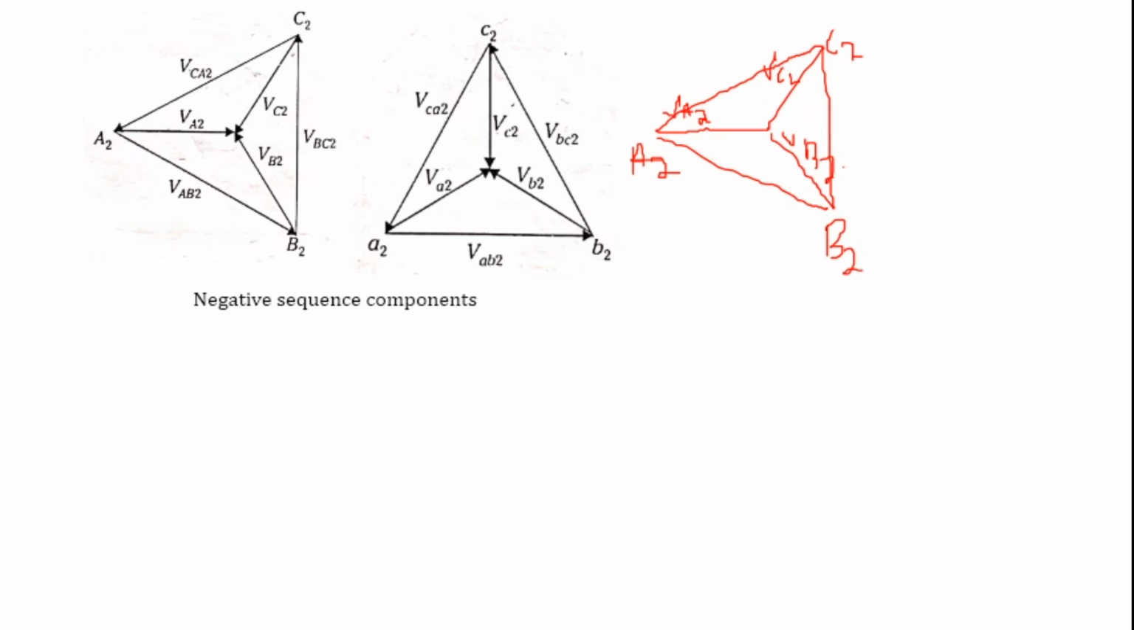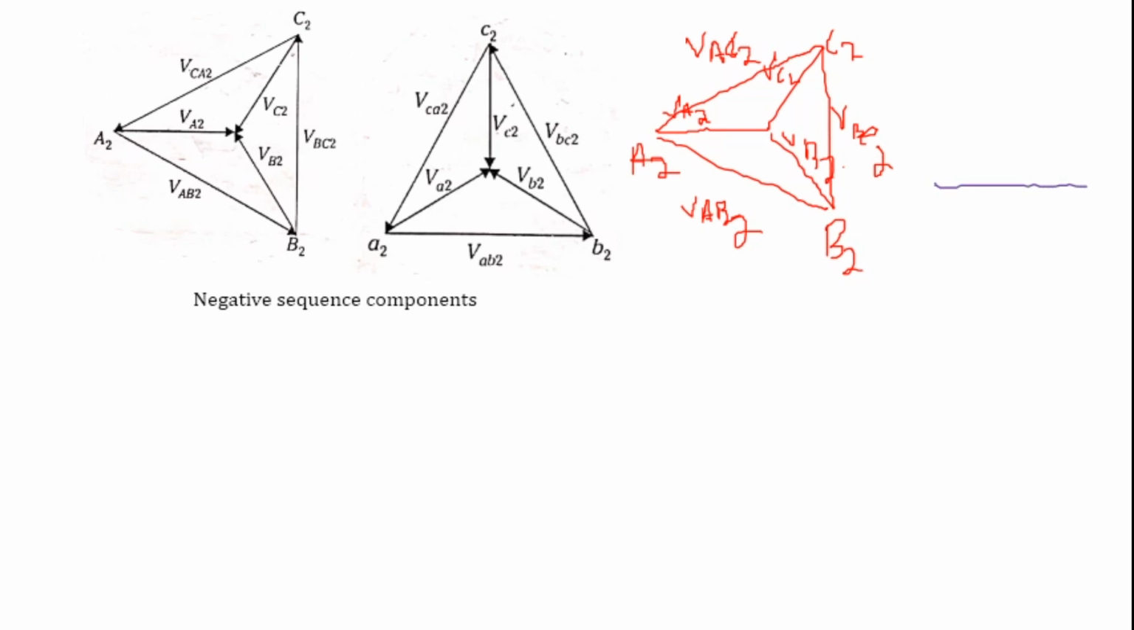Similarly, between A and C is nothing but VAC2. Between C and B is nothing but VBC2. Between A and B is nothing but VAB2. Next, here we said that whatever angle is made by VA2 is the same as VAB2.